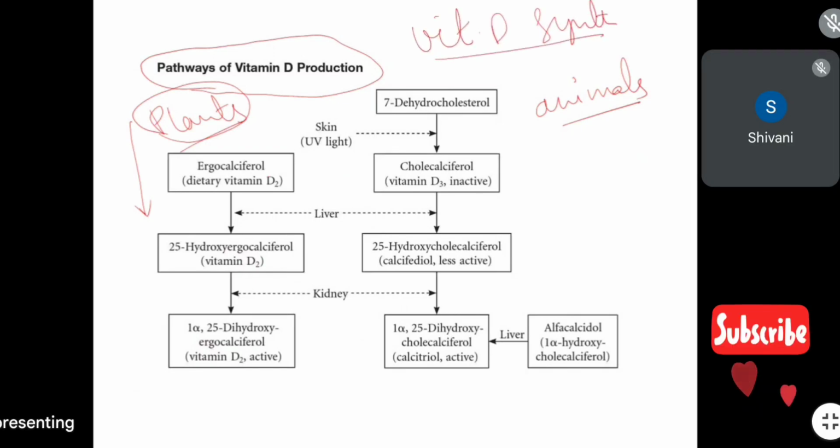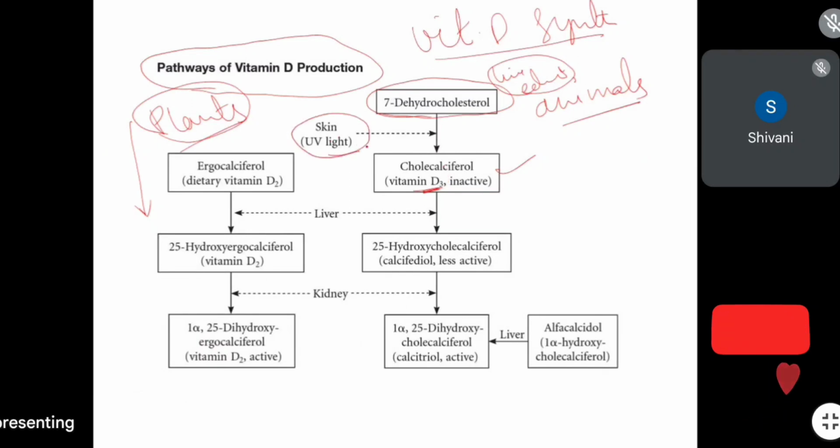See here what happens, first 7 hydroxy cholesterol, it is a cholesterol. This cholesterol is present in liver as well as in adipose tissue. Okay, in adipose tissue we have cholesterol. This cholesterol is converted into cholecalciferol, which is inactive form of vitamin D3. This cholecalciferol is converted in the presence of sunlight in the skin. This cholecalciferol again goes to liver, and in liver this cholecalciferol is converted into 25 hydroxy cholecalciferol. This is 25 hydroxy vitamin D, which is also called 25 hydroxy cholecalciferol.